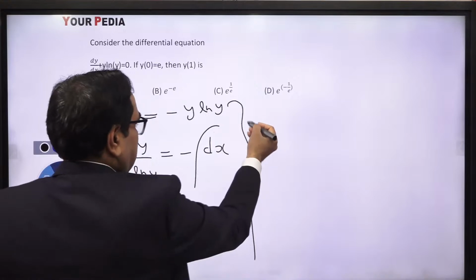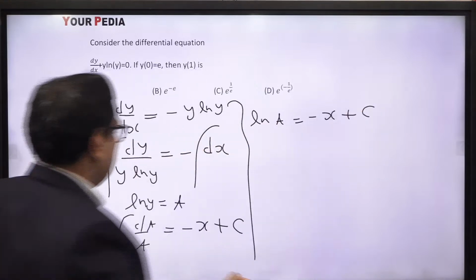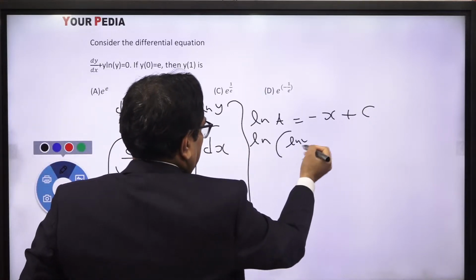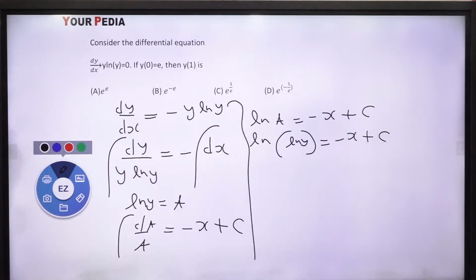So we can write ln t equal to minus x plus c. Now t is equal to ln y. So ln of ln y equal to minus x plus c. So this is the general solution of the differential equation.